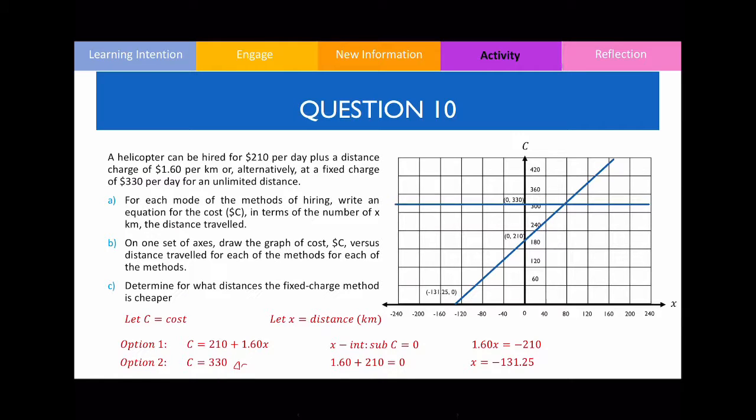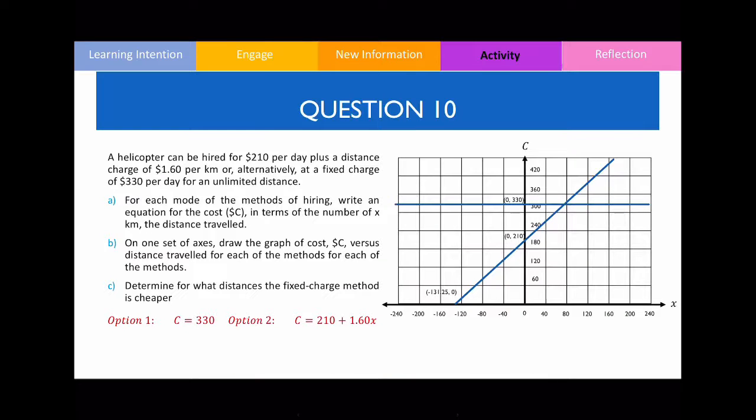And to answer part C, you're trying to find out what distance is needed for the fixed charge method to be cheaper. The fixed charge method is this one over here. So you want to find out when this option is cheaper, and in this case, based on this graph, you can clearly see it's going to be cheaper after this distance over here. So let's solve for that by using simultaneous equations. Equate both equations using the substitution method. x is going to equal 75 kilometers.